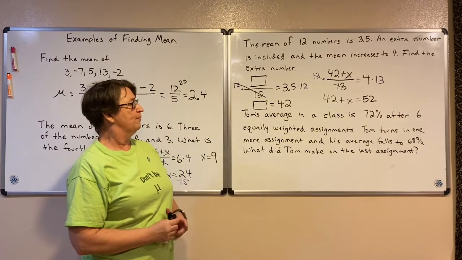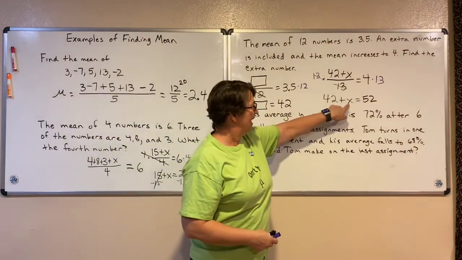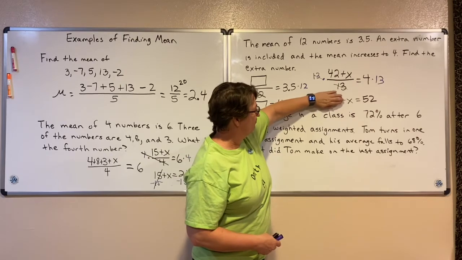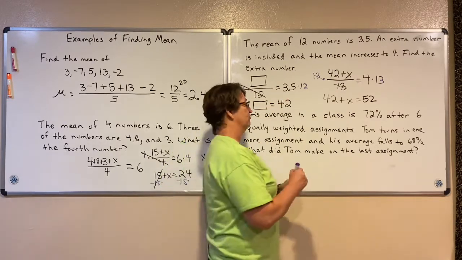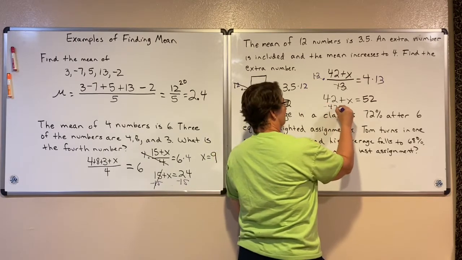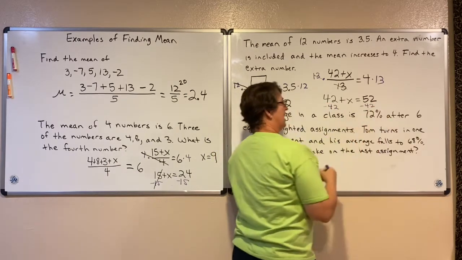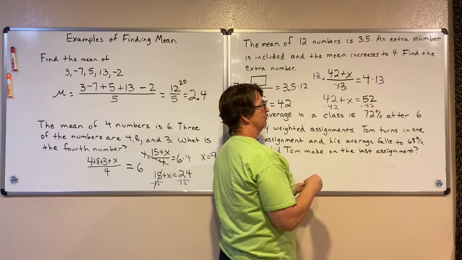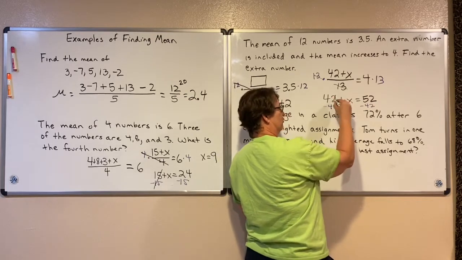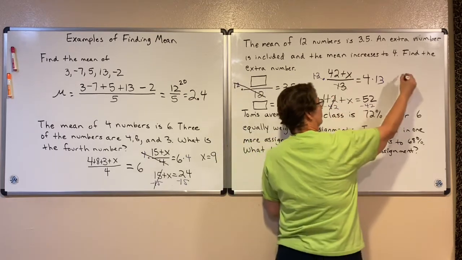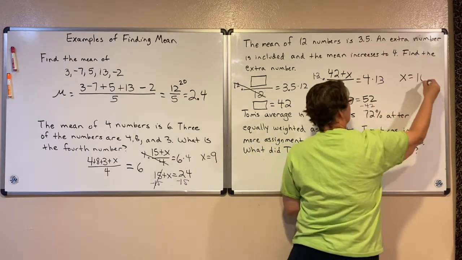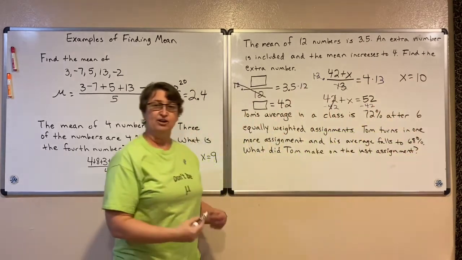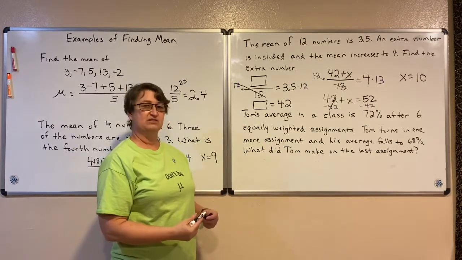So now I'm still trying to find my X. I need to get that 42 off of that side. So I'm going to subtract 42 from both sides. And my missing number, well, 42 minus 42 is 0. It leaves me with X equals 52 minus 42, which is 10. So that added number, the new number, was 10.